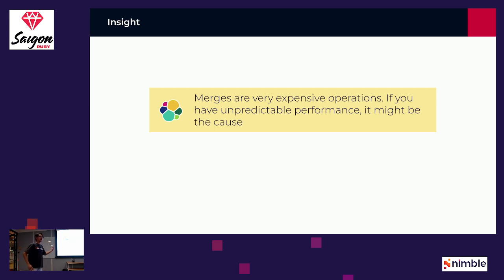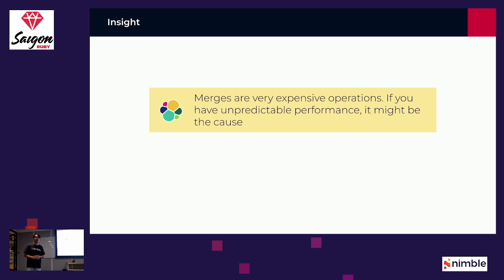Okay, so here's the insight for you. Hopefully you can search something for this. On merges, this is actual Elasticsearch. Merges are a very expensive operation. So if you're operating Elasticsearch, you should pay attention to this. If you have unpredictable performance, this might be the cause.